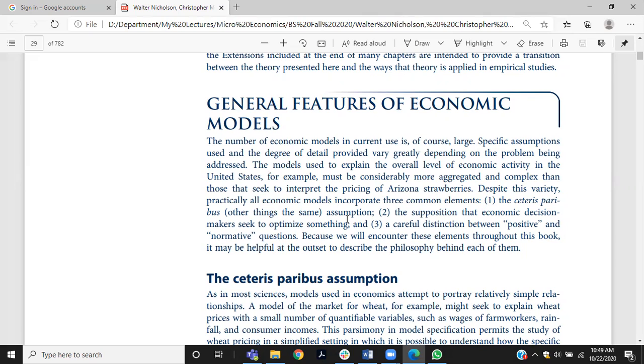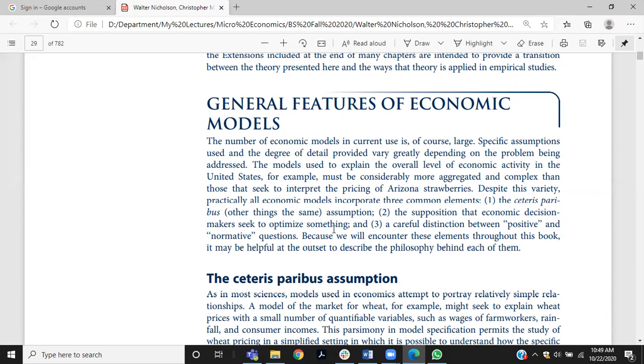You know, the law of demand, the law of supply, and similar other models, the law of diminishing marginal utility, the law of equimarginal utility. Every model, every law in economics starts with certain assumptions. This element is known as the ceteris paribus assumption. The second element that every economic model has is the supposition that economic decision makers seek to optimize something. That is, every economic model focuses on optimization of something.